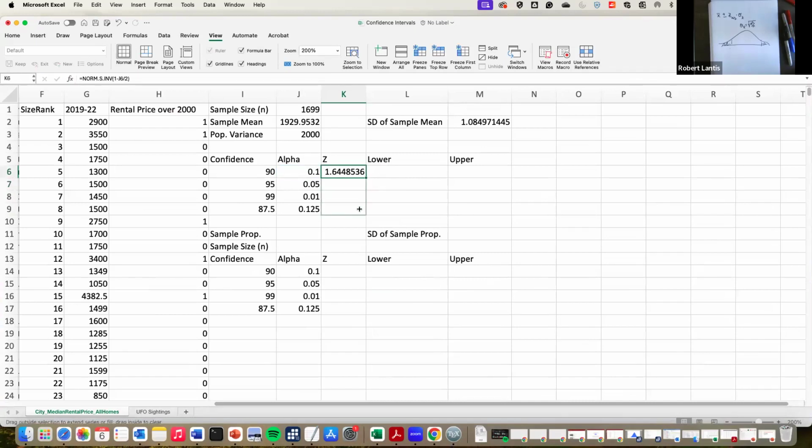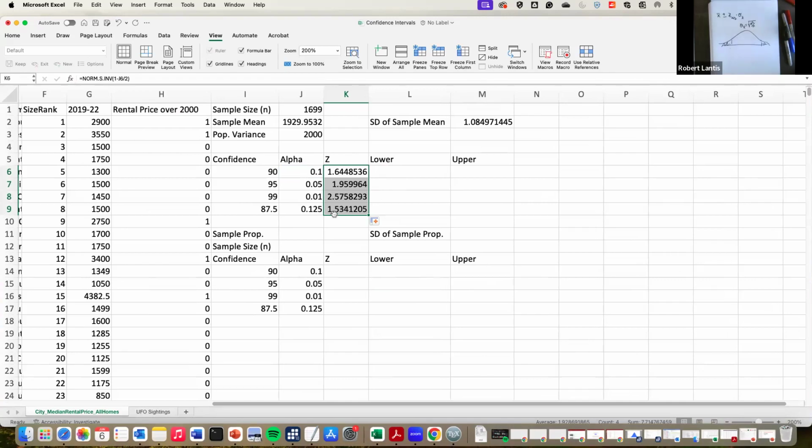And I'm going to copy this down. Notice I included our conventional levels, but just to show you, you could really do this for any level of confidence. I included 87.5 down here. What would alpha be? 0.125, alpha over 2, the Z value associated with that, 1.53. Then it's just a matter of using Excel basically as a calculator at this point.